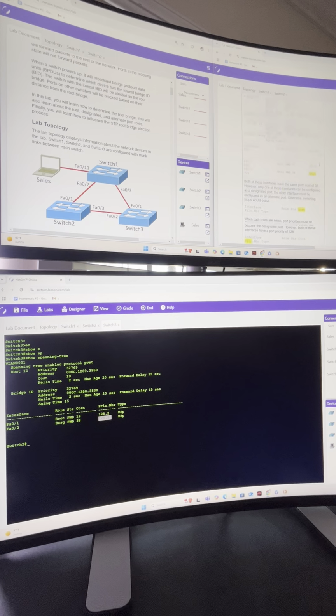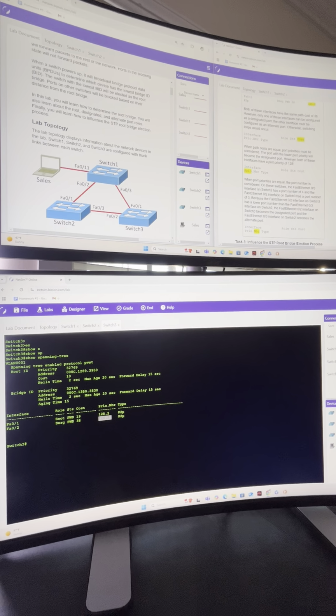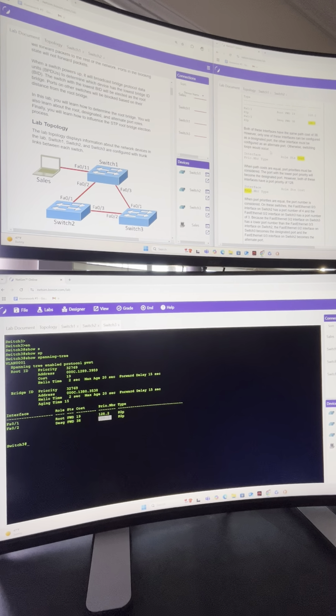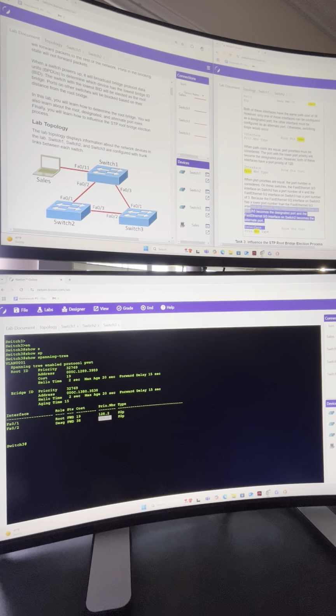Yeah, it says right here, both interfaces have the same path cost of 38, which I just explained. And then it says when the paths are equal, port priorities must be considered, which is what we just did. The port with the lower port priority will become the designated port. However, they're both 128. And then it says right here, when the port priorities are equal, the port number is considered. Yes, that's what we just looked at.